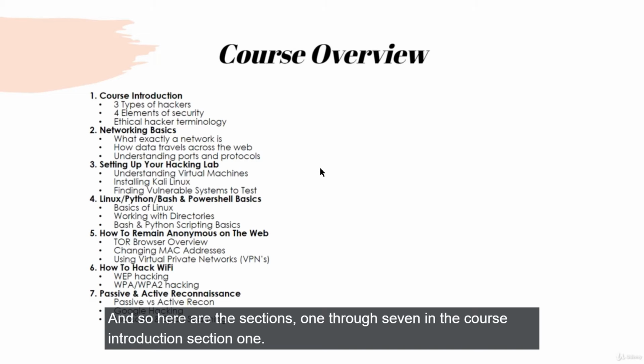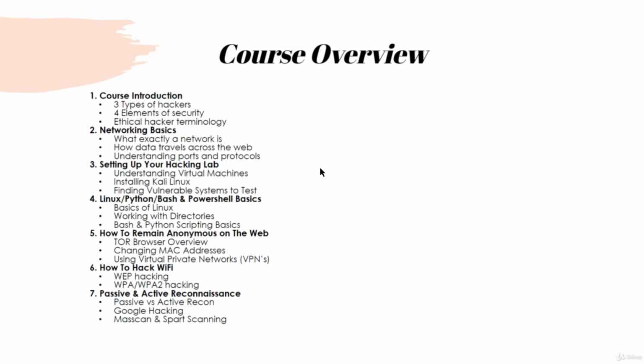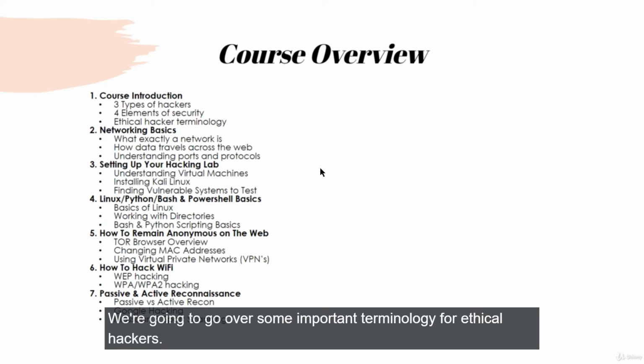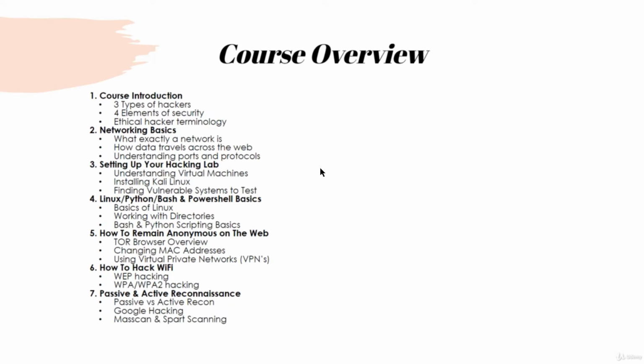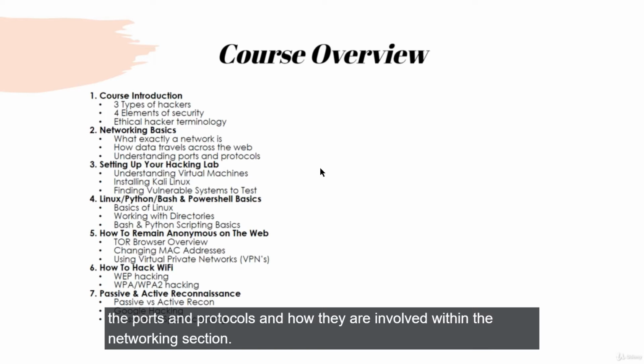And so here are sections 1 through 7. In the course introduction, section 1, we're going to go over the 3 types of hackers, the 4 elements of security, and some important terminology for ethical hackers. Section 2, this is where we're going to go over the network basics. We're going to show you exactly what a network is, how the data travels across the web, and understanding the ports and protocols and how they are involved within the networking section.